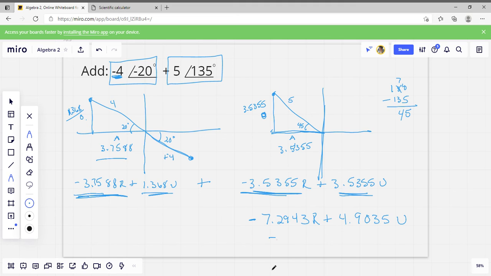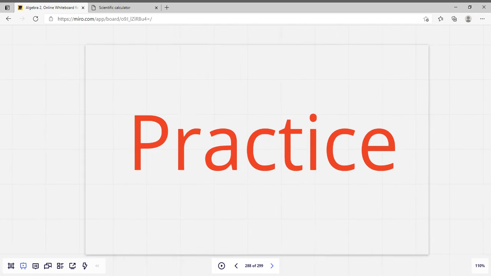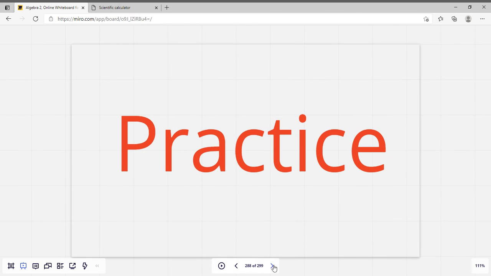And we can round this to negative 7.29 R plus 4.90 U. And there is the answer to that. So that's how you add vectors. Go ahead and pause the video and work those practice problems, then I'll come back and work them for you.